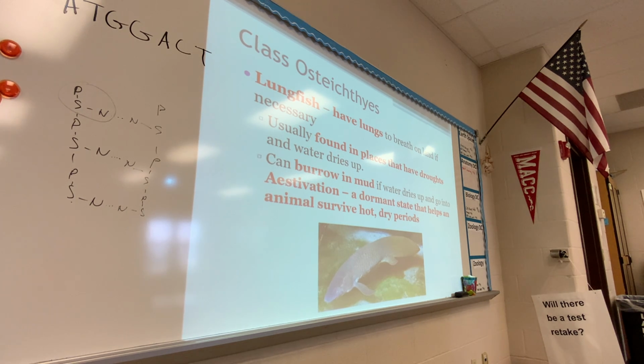A lot of times they'll go through something called aestivation, which is like a dormant period. This dormant period helps them to survive. It's kind of like a state of suspended animation where they basically go into a really deep sleep, and this deep sleep helps them to survive hot, dry periods. So if they're in a pond and it dries out, they'll burrow into the mud and kind of go to sleep until the right conditions are met. So lungfish are typically the fish that are able to survive these kinds of conditions.